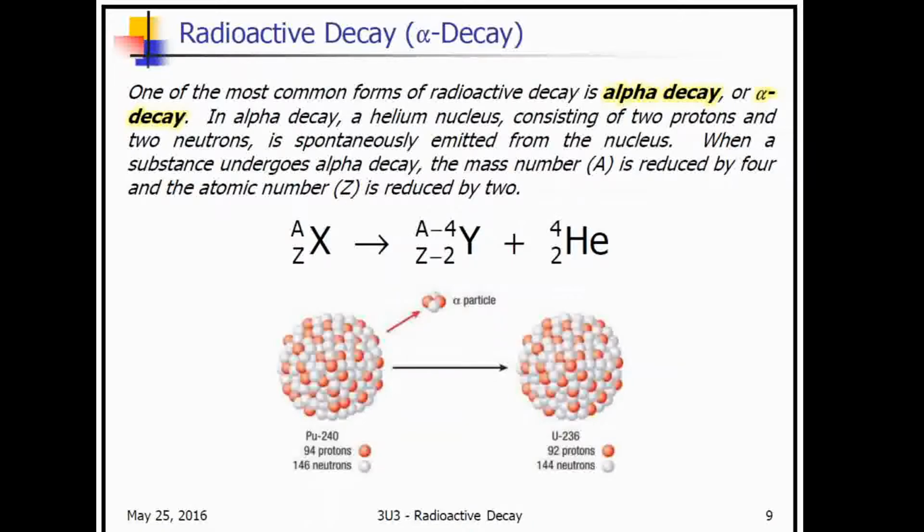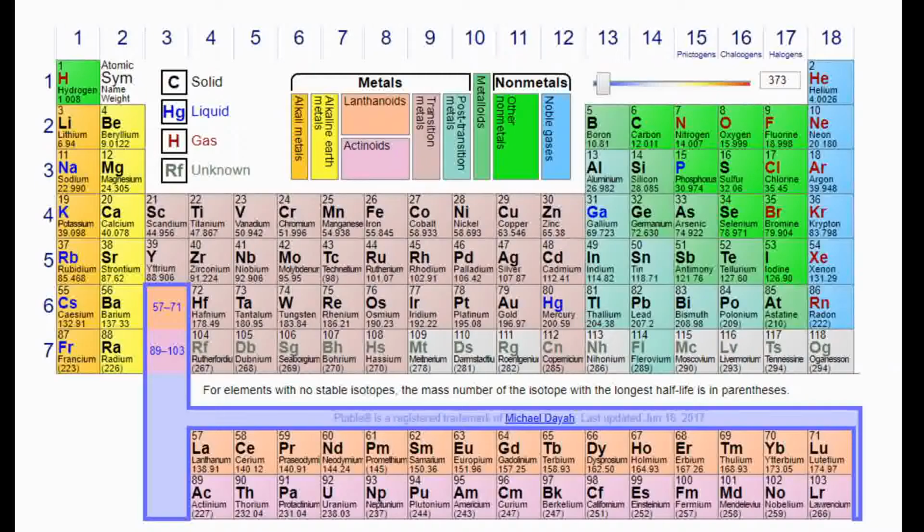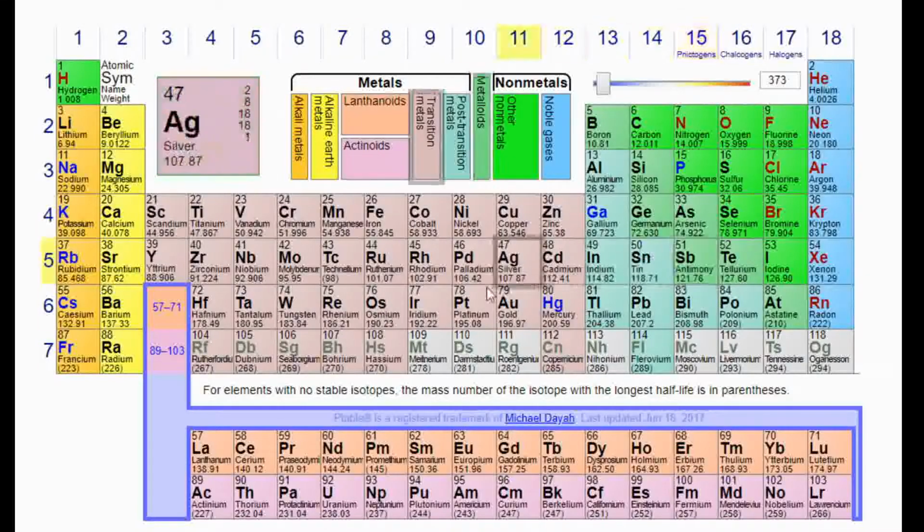And if that plutonium drops by 2 neutrons and 2 protons, it moves to the left on the periodic table, and it becomes uranium-236. So you're going to need to use a periodic table for a lot of these questions, which is why I've brought one. I have one here that I'm going to show you. You can find this on ptable.com. It's a dynamic periodic table.